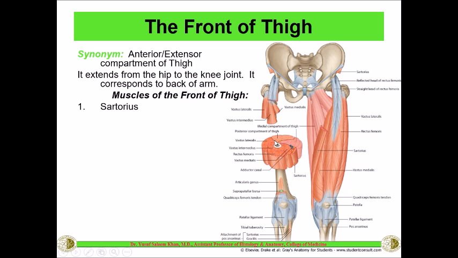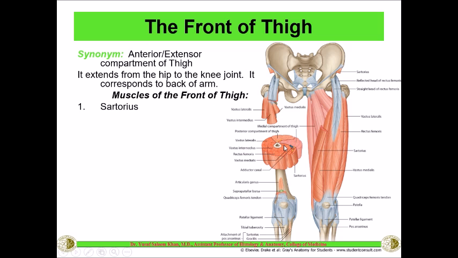So here there is a cross section, so you can see all the muscles and you can see the three compartments. This is the anterior compartment here, this is the medial compartment, and this is the posterior compartment. Okay, so what we are studying are the muscles in the anterior compartment. The first muscle here is the Sartorius. So here will be the Sartorius on the medial side.